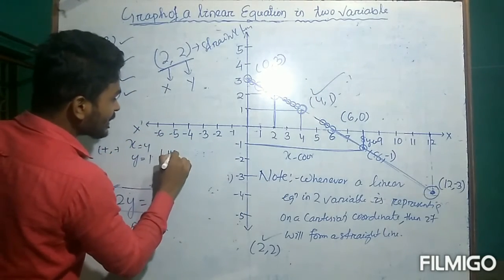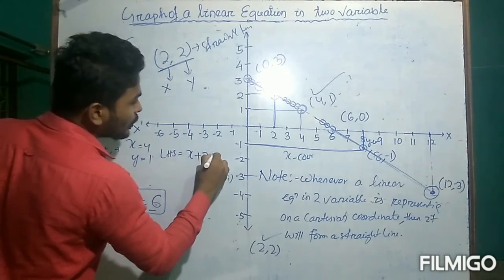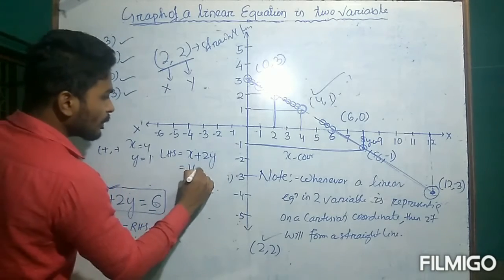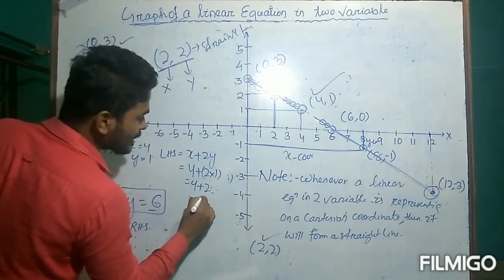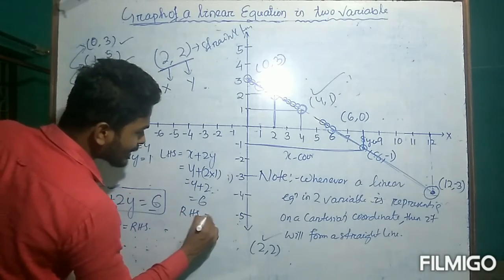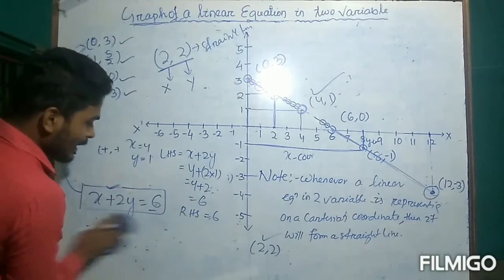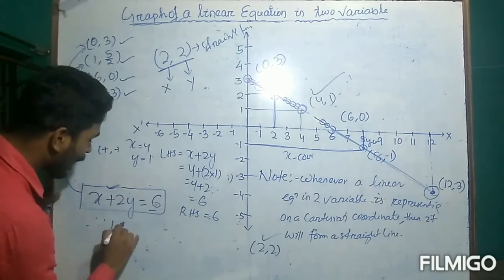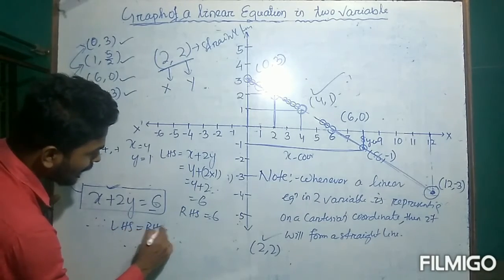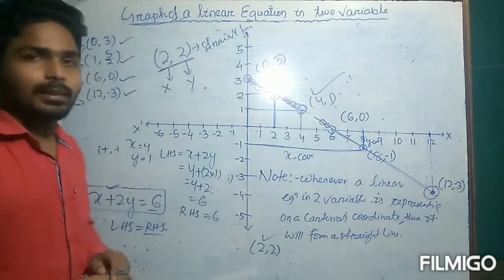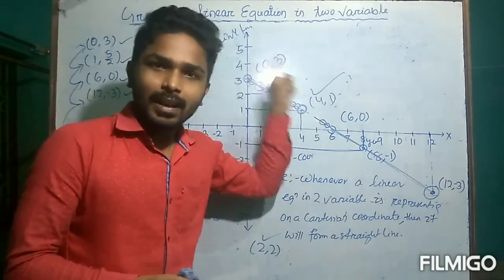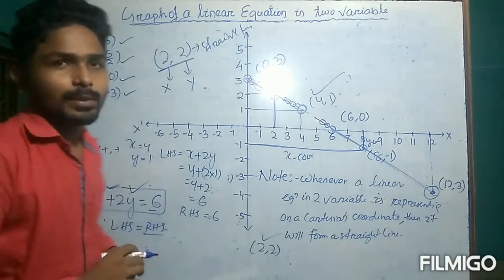Now our LHS is x plus 2y. So x is 4 plus 2 into 1. So 4 plus 2, that is 6. We have also RHS 6. Here also we get LHS is equal to RHS. Hence you can write, yes, (4, 1) satisfies the equation. It means (4, 1) is a real solution of this linear equation.